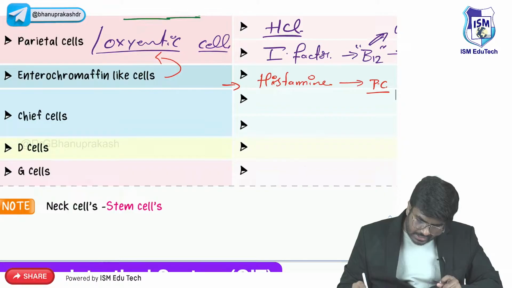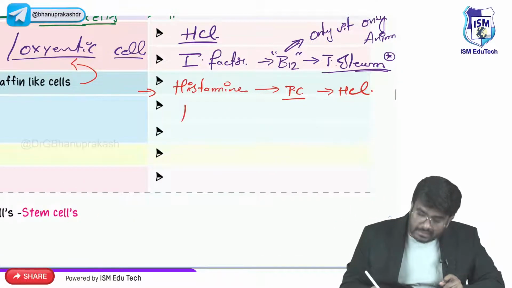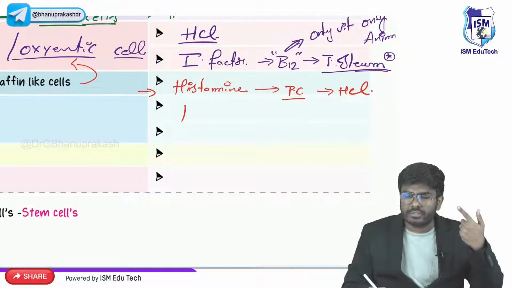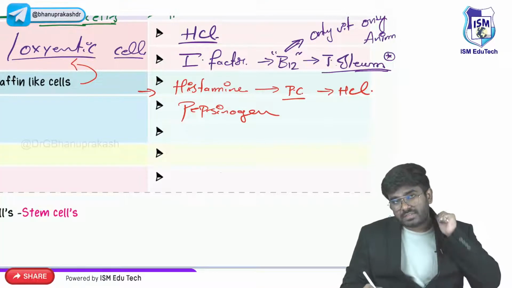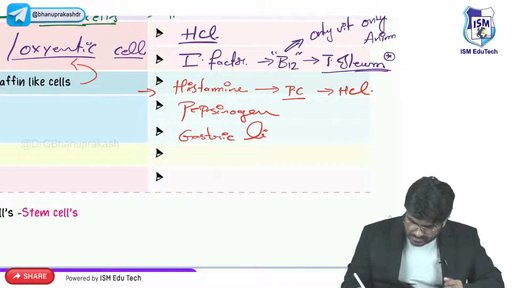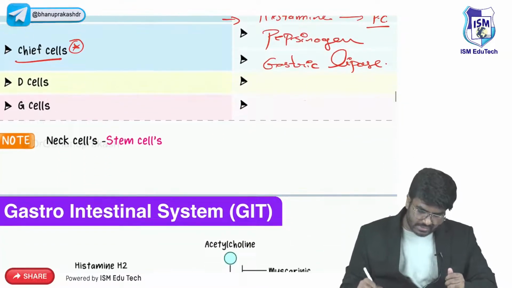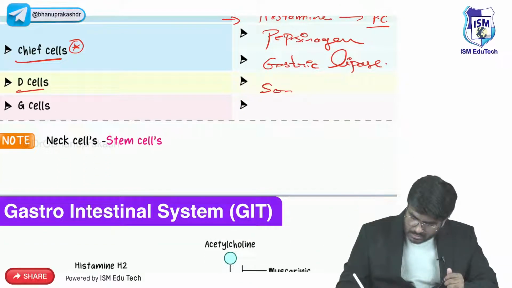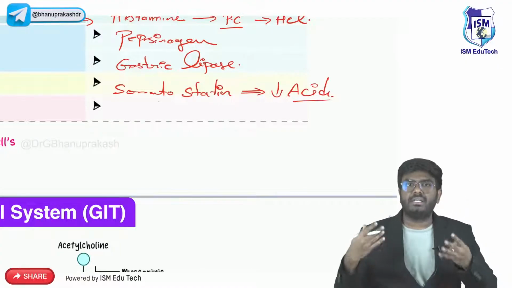Okay. Next, chief cells. Chief cells produce what? Two substances. Think. Pepsinogen. Okay, chief cells produce pepsinogen as well as gastric lipase. And D cells produce somatostatin. And what is the function of somatostatin? Somatostatin decreases the acid production. Wherever you see somatostatin, it decreases everything.